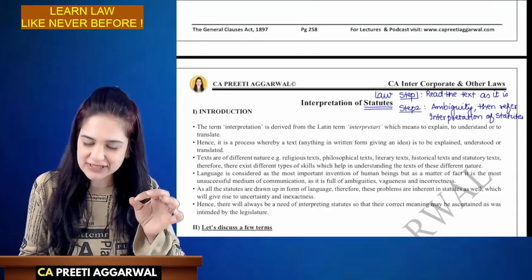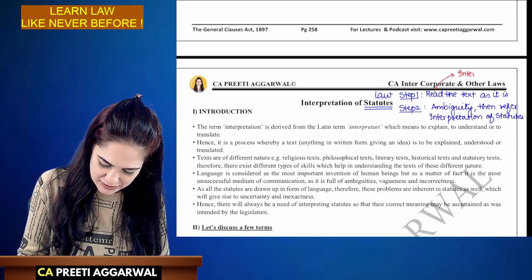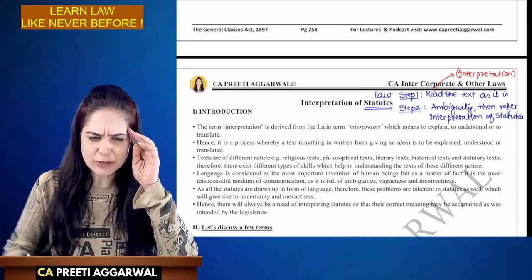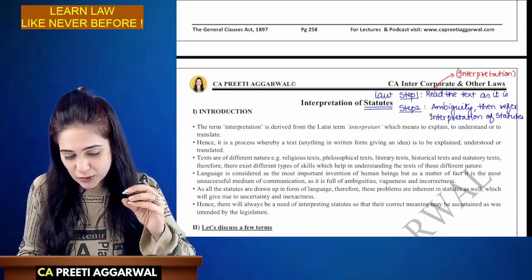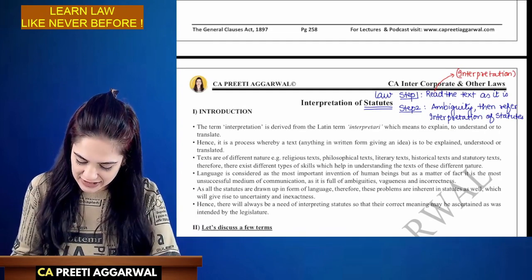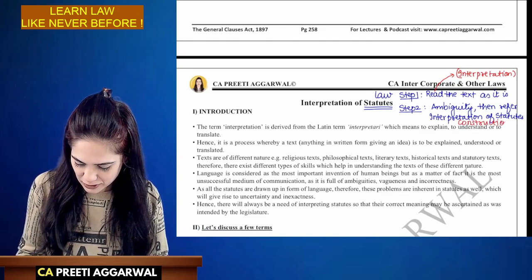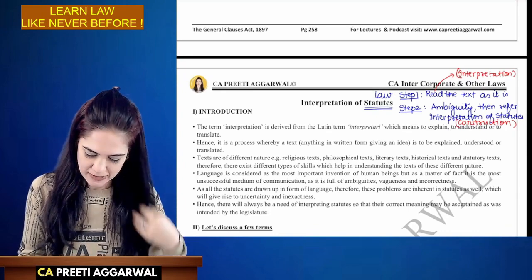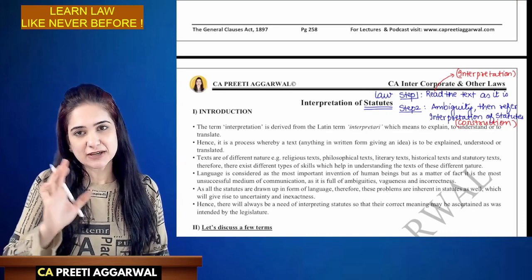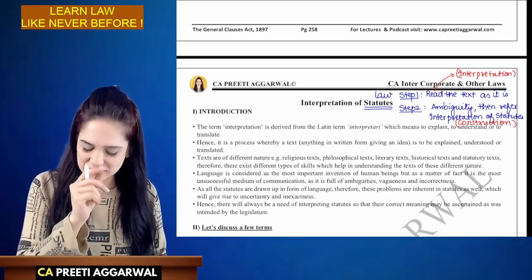When you are reading the text as it is, that is interpretation. When you read the text as it is without applying any logic. But when you apply logic, facts, circumstances of the case, then that is construction. So first, read the text as it is. If there is confusion, then refer to the interpretation of statute.